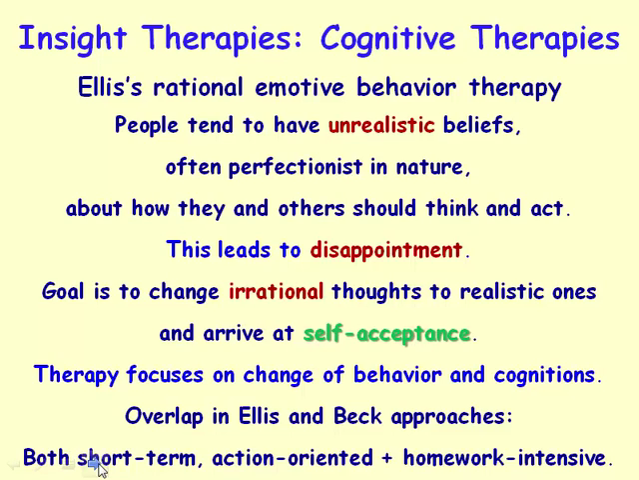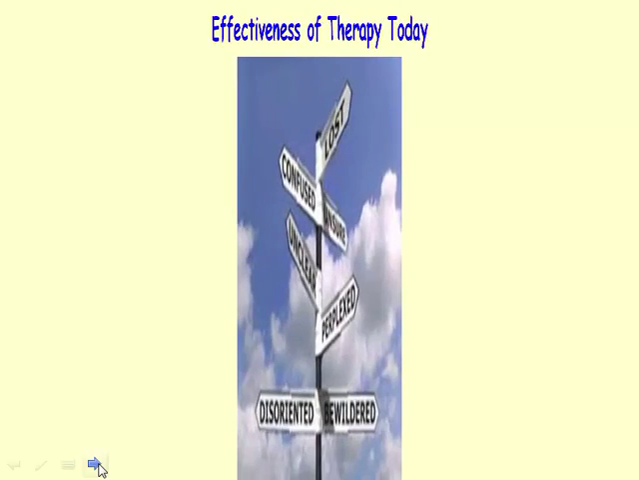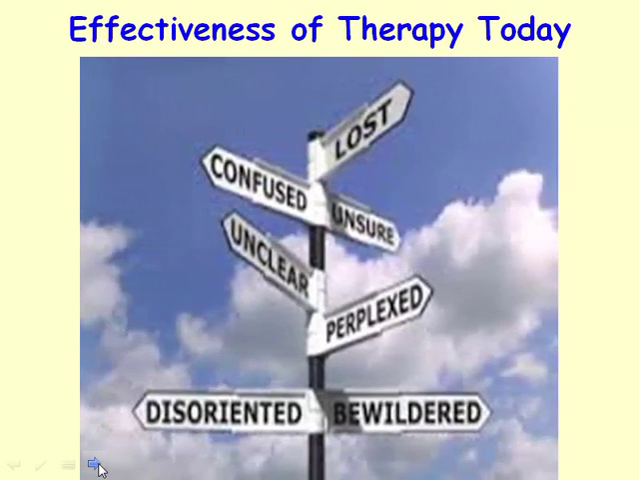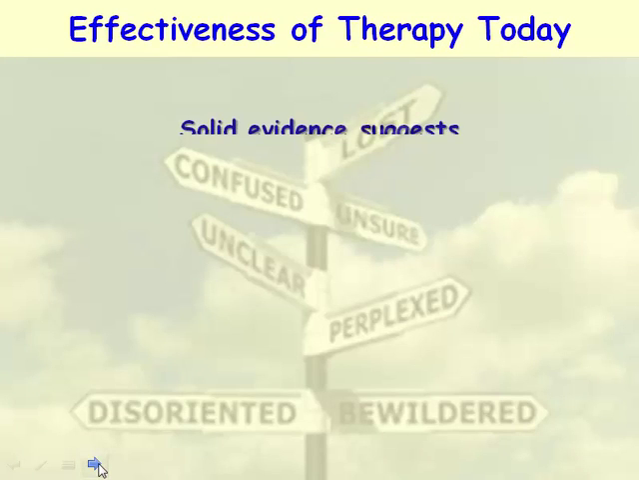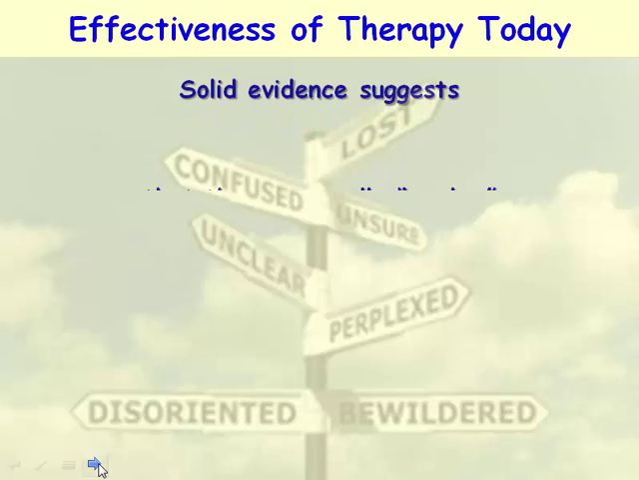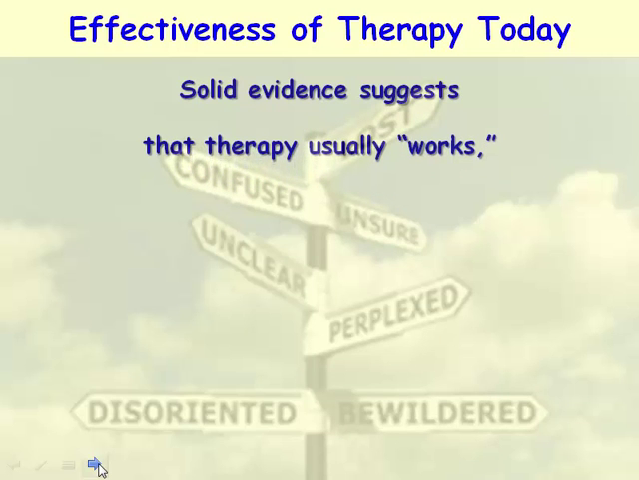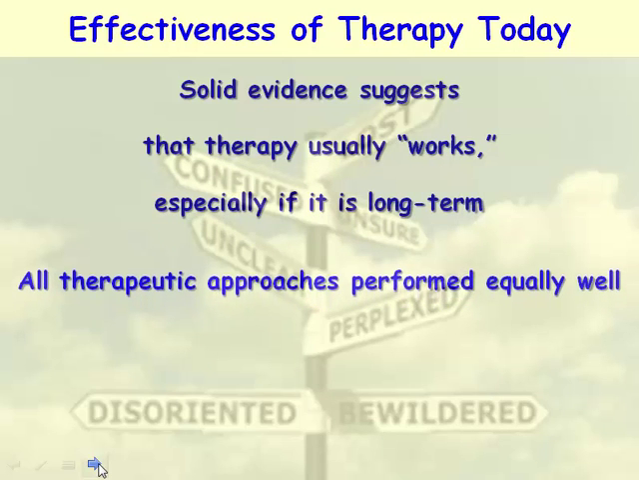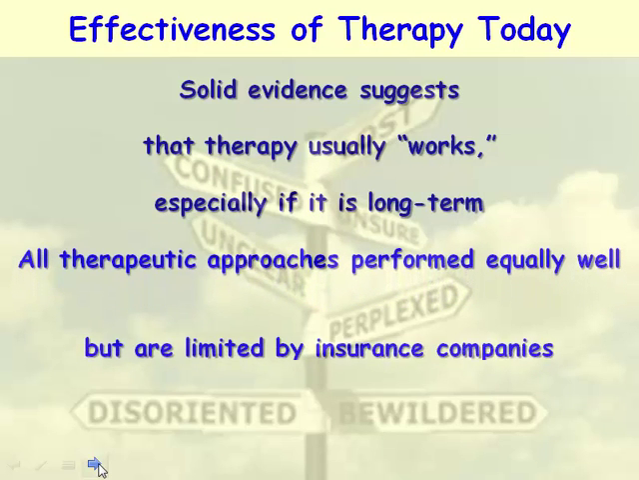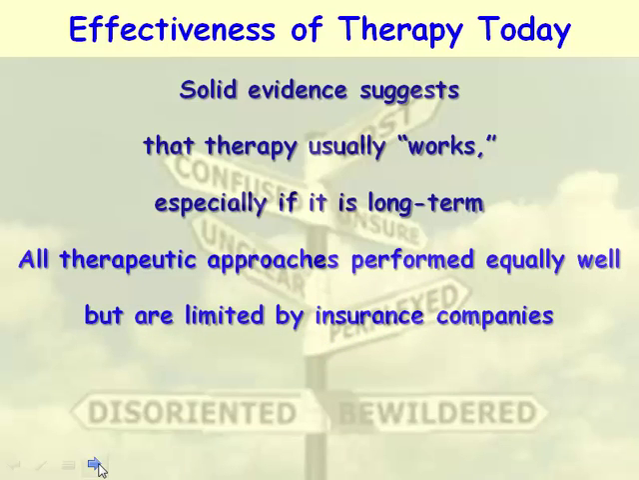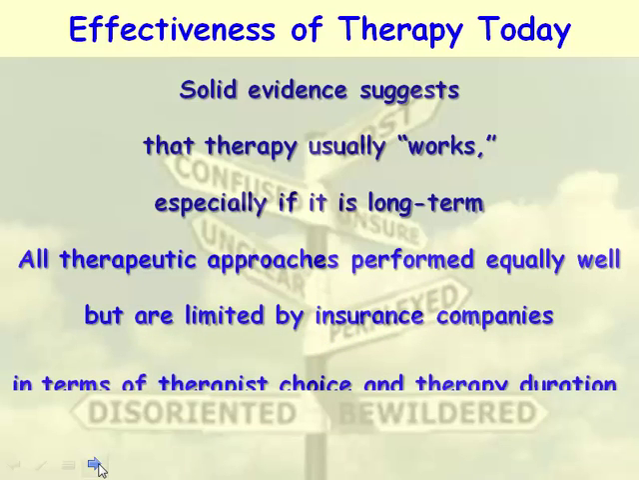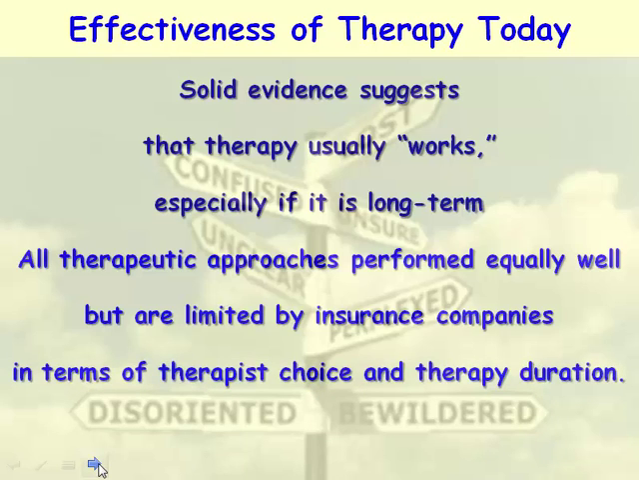The overlap of Ellis and Beck's cognitive approaches are both short-term, action-oriented, and homework-intensive kinds of therapy. Psychological therapy is cost-effective, reduces disability, morbidity, and mortality, improves work functioning, decreases the use of psychiatric hospitalization, and according to the American Psychological Association, or APA, leads to the reduction in unnecessary uses of medical and surgical services.